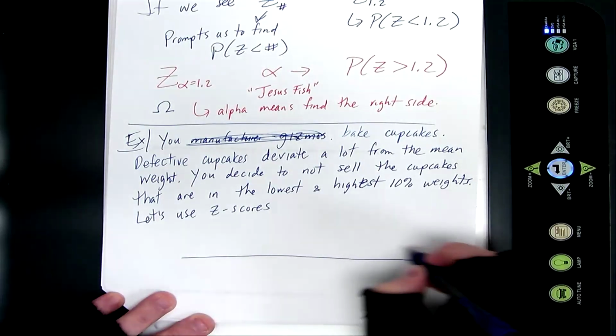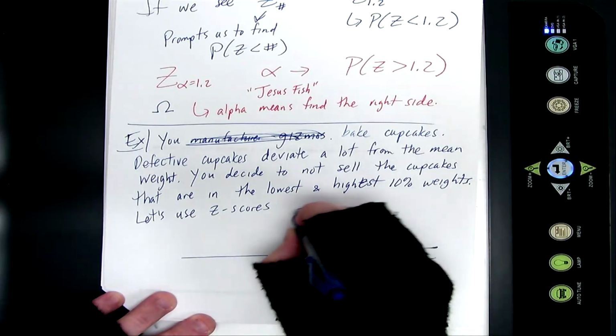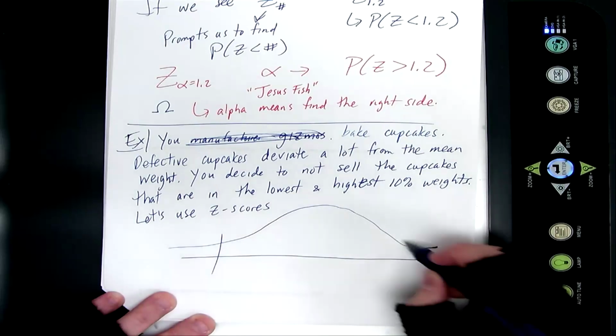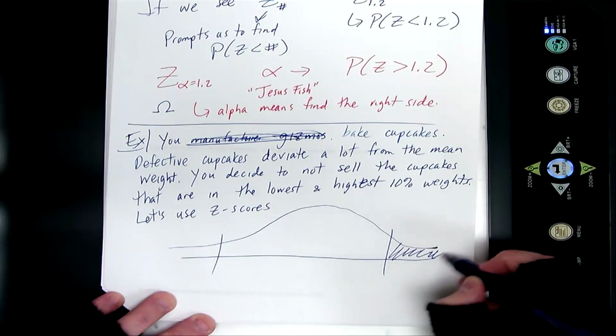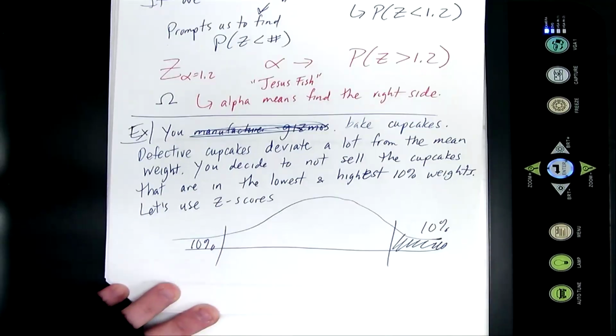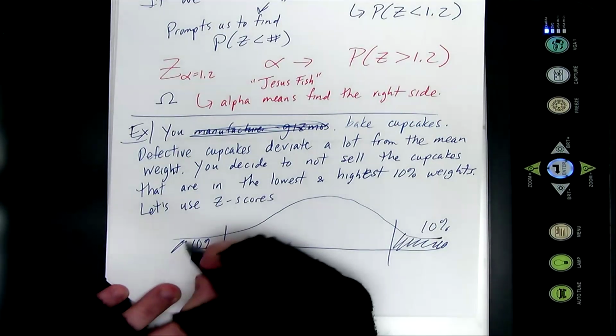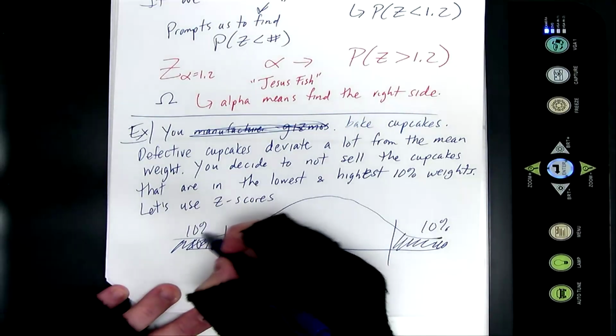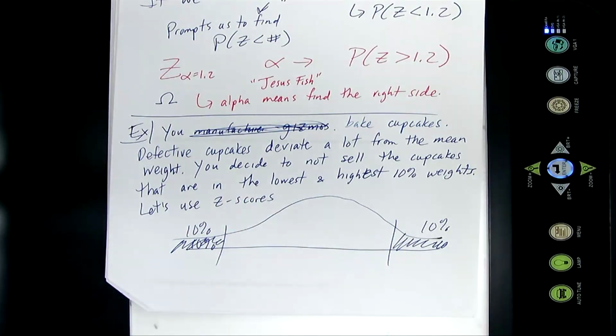So on my curve, I wanna knock out where this is 10% over here, and this is 10% over here. Those are the ones you sample, or give out as samples, where they're not in the box.